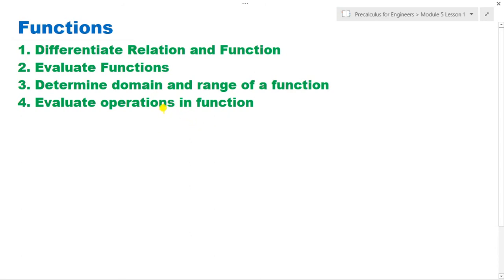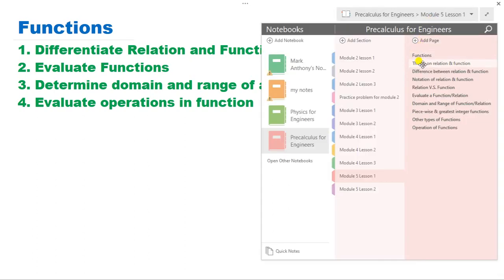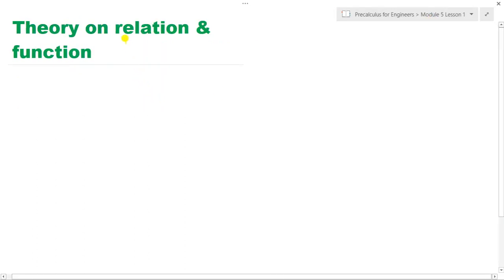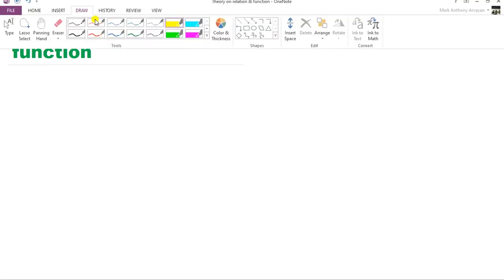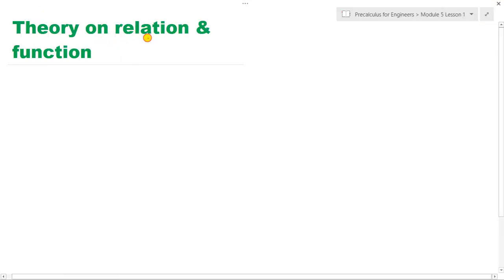So what are these operations? We have addition, subtraction, multiplication, division, and composition. Composition is newly added. So let's start with the theory behind relation and function. When we say relation, it talks about connection or relationship. Let's say you are in a relationship, so that is a relation.